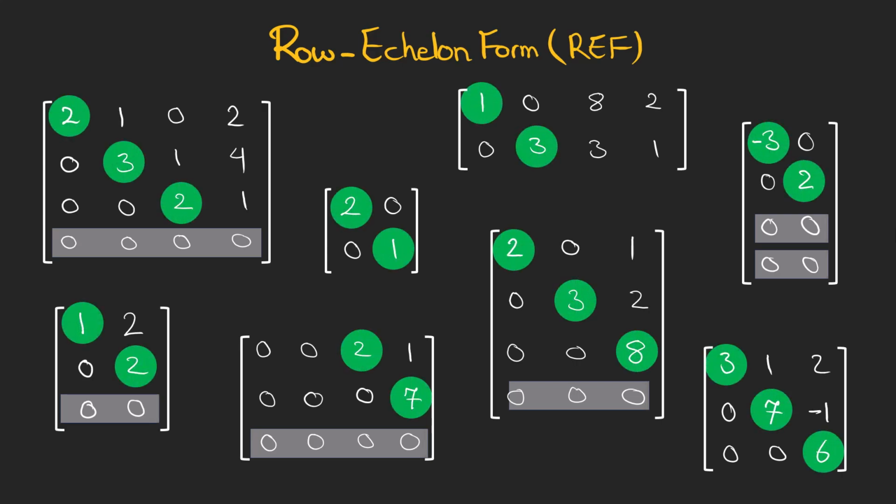In addition, if we just take non-zero rows only, the first non-zero element of each row is called its pivot. The elements you see on the screen are the pivots of these matrices.